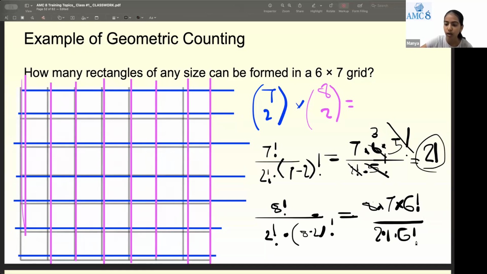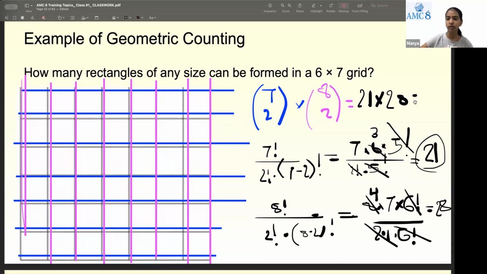The 6 factorial on the bottom and the 6 factorial on the top will both cancel out with each other, and we'll be left with 2 times 1 divided by 8, and this 2 times 1 and this 8 cancel with the 8 on the top, so it'll be 4 times 7, which is equal to 28. And now we would have to do 21 times 28.